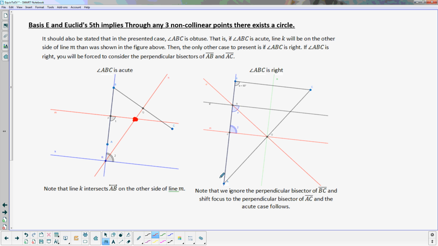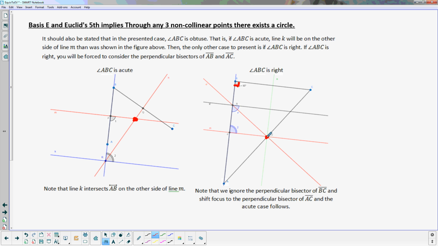If I had angle ABC as a right angle, I don't know why it didn't snap to a right angle, but if I had a right angle here, the only thing that I would do is shift my focus from the perpendicular bisectors that I chose, being AB and BC, to looking at the perpendicular bisectors of AB and AC, and they still intersect.